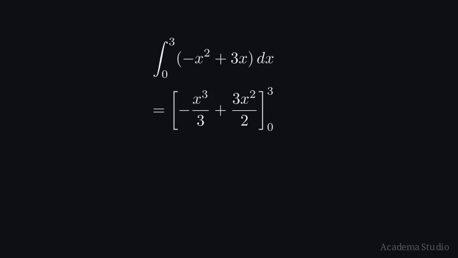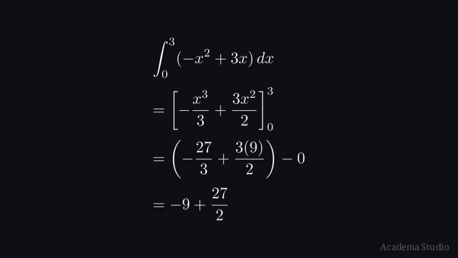So this simplifies to equals negative x cubed over 3 plus 3x squared over 2, from 0 to 3. So this equals negative 27 over 3 plus 3 times 9 over 2, minus 0. So this equals negative 9 plus 27 over 2.